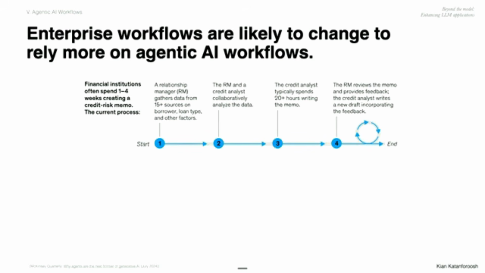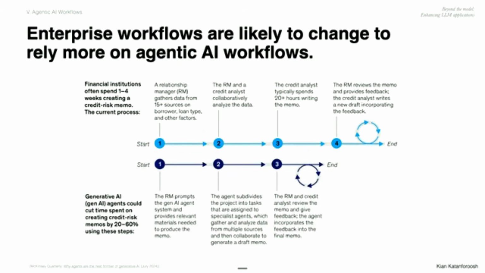They then ran a research study where they changed the process. They said Gen AI agents could actually cut time by 20 to 60% on credit risk memos. And the process has changed so that the relationship manager directly works with the Gen AI agent system, and provides relevant materials needed to produce the memo. The agent subdivides the project into tasks that are assigned to specialist agents, gathers and analyzes the data from multiple sources, and drafts a memo. Then the relationship manager and the credit analyst sit down together, review the memo, give feedback to the agent, and within 20 to 60% less time are done.